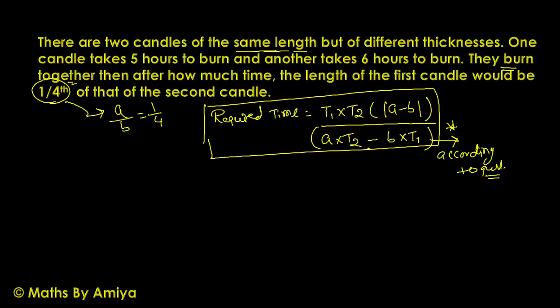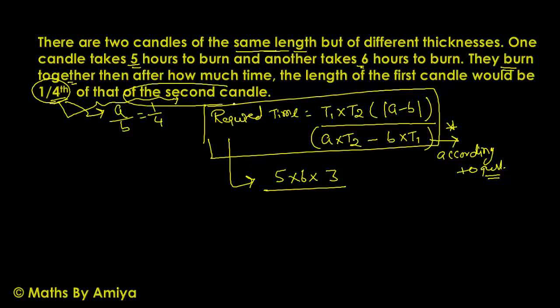I am solving, and we are considering what the question is all about. So what is the required time here? T1 and T2, that is 5 hours and 6 hours. That is 5 into 6, into the difference of A by B, which is 4 minus 1, that is 3, upon. Now what is the condition? According to the question, we have 1/4 of the second one. Denominator always follows 'of'. Here of the second one. So of the second one means the denominator, that is 4, goes with the second one. And what is the time of the second one? It is 6. So this is 4 into 6, and the numerator goes with the first one, 1 into 5, and minus.